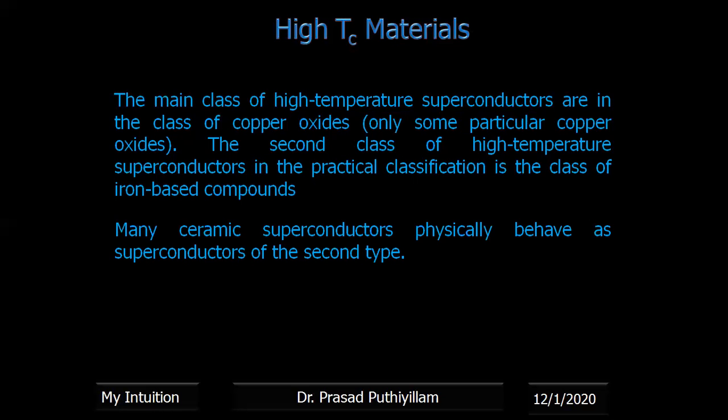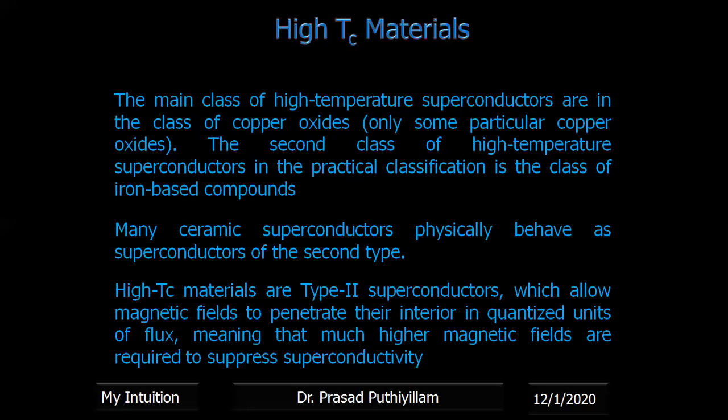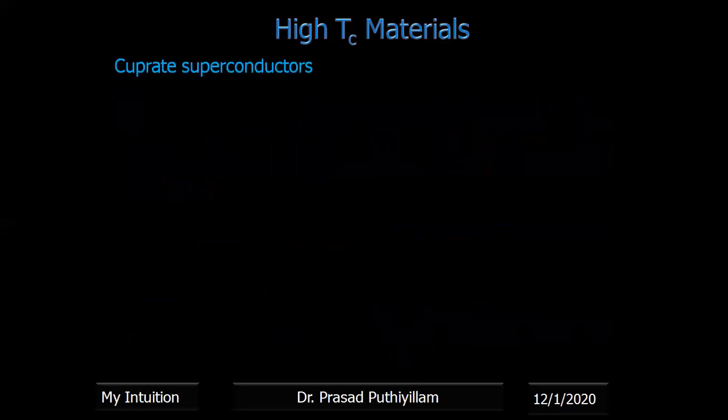Many ceramic superconductors physically behave as superconductors of type 2, or second type. High Tc materials are type 2 superconductors, which allow the magnetic field to penetrate their interior in quantized units of flux, or quanta, meaning that much higher magnetic fields are required to suppress the superconductivity.